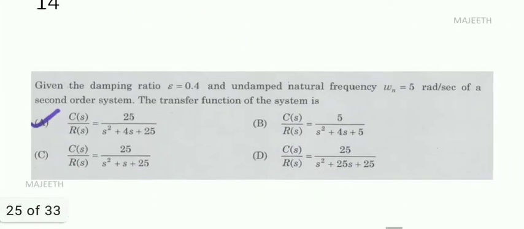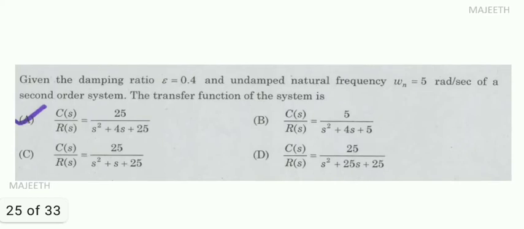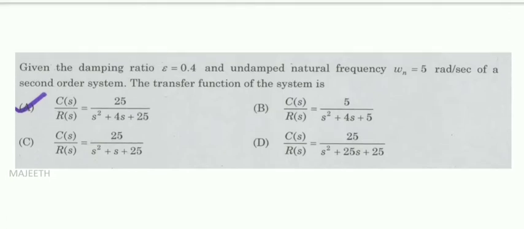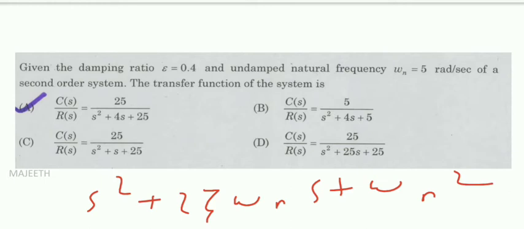Fine, next one is: given the damping ratio zeta equal to 0.4 and undamped natural frequency omega n equal to 5 radian per second of the second order system, what will the transfer function be? We know that the second order system transfer function has, in the denominator, s squared plus 2 zeta omega n s plus omega n squared, and in the numerator omega n squared.